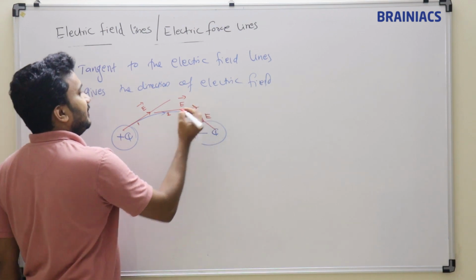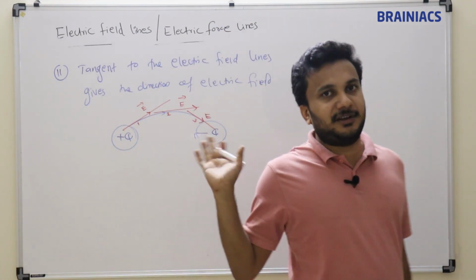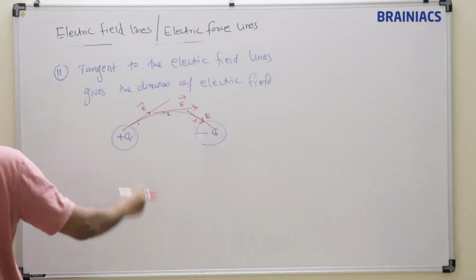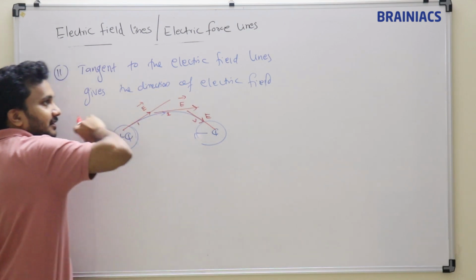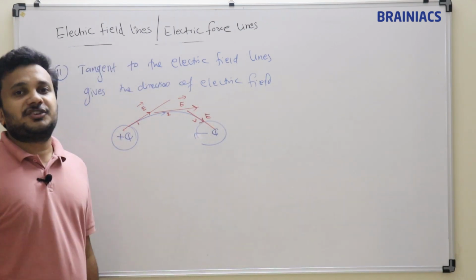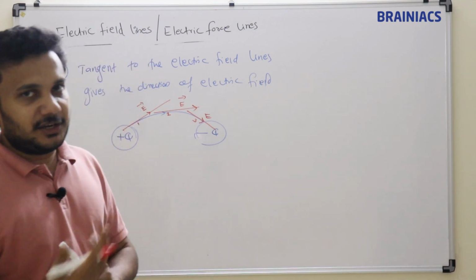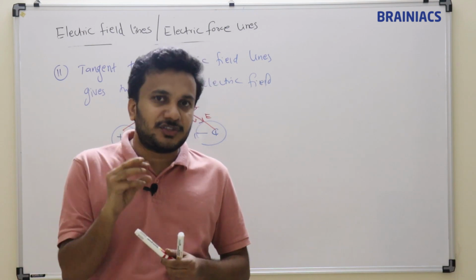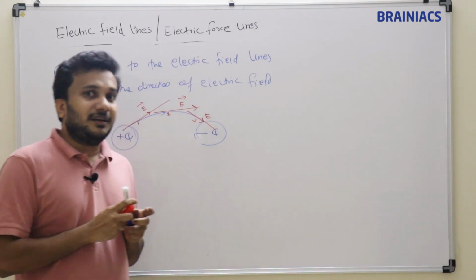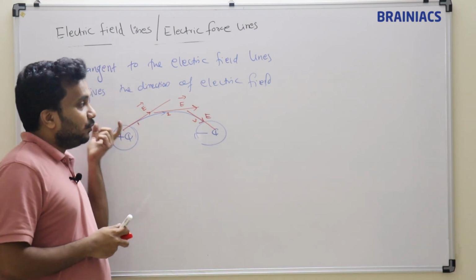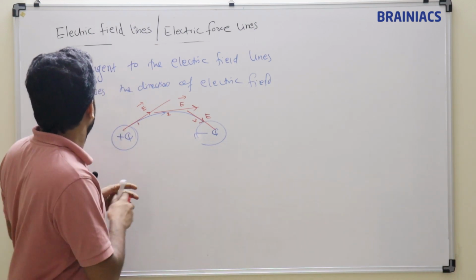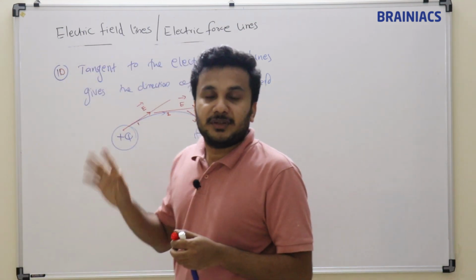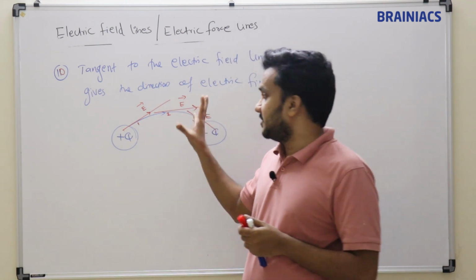So the electric field vector at different points will have different directions, because the field lines keep on changing. At each and every point you can draw a tangent, and that tangent is the direction of your electric field intensity. As I told you, this is a final point, but it has nothing to do with the examples we have seen. Normally the questions coming for entrance examinations are not connected with this concept. But whether it is the 10th or 11th point doesn't matter, the concept is important.